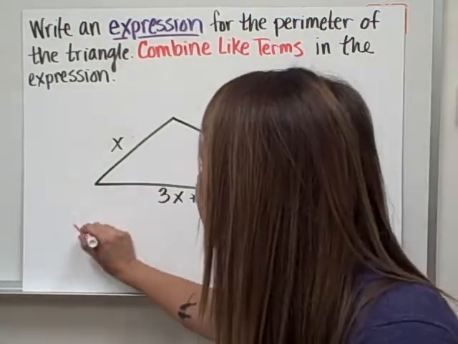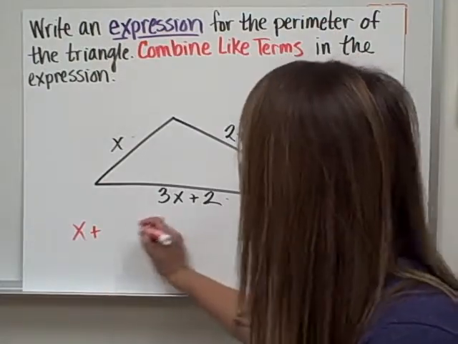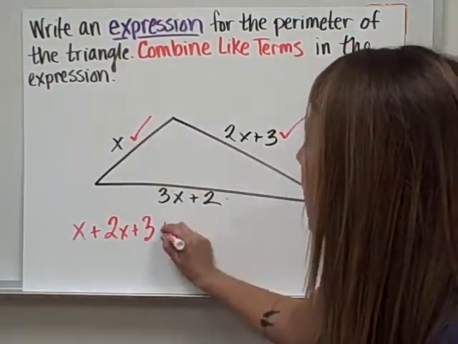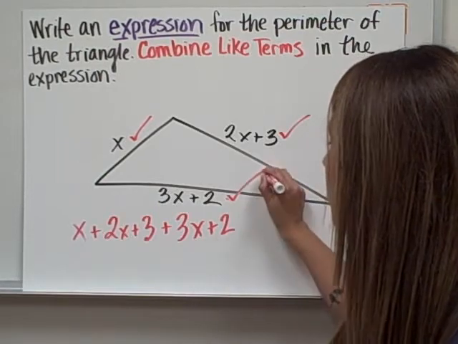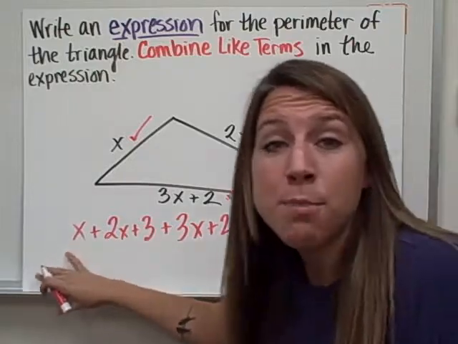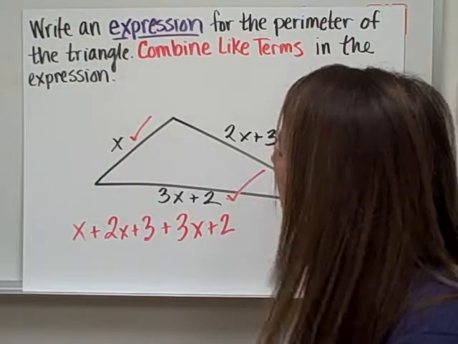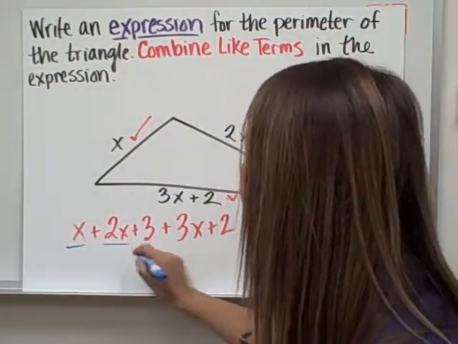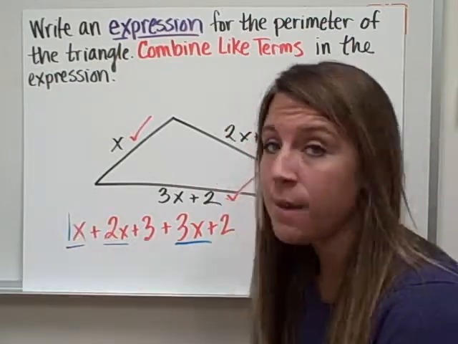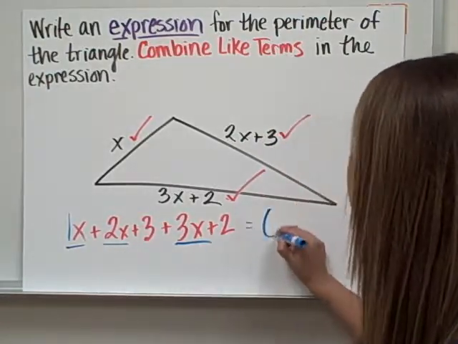I'm going to say, well, x plus, because remember in perimeter you add all the sides together, 2x plus 3, which is here, and I can check them off as I use them, plus 3x plus 2. Now I don't have to think about this anymore. If this scared you to death, now you're just working with this. A simple algebraic expression where you're asked to combine like terms in the expression. Well, do I have like terms? I have an x, a 2x, and a 3x. Well, x plus 2x, remember there's that 1 there. 1x plus 2x is 3x, plus 3x is 6x.